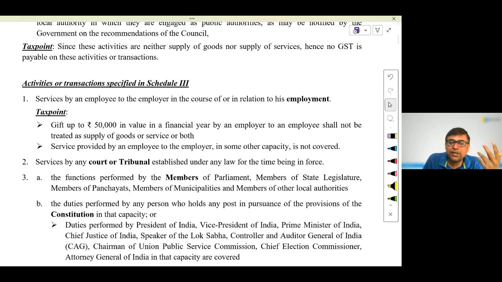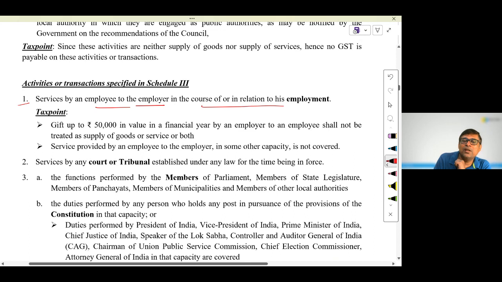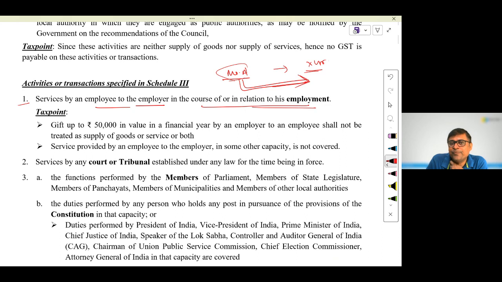Since this is not treated as supply at all, the question of GST on these types of activities does not arise. The most important thing here is service by an employee to the employer in the course of or in relation to employment. Say Mr. A is working with X Limited. Ideally, he is providing services to X Limited, and against these services, he is getting salary.